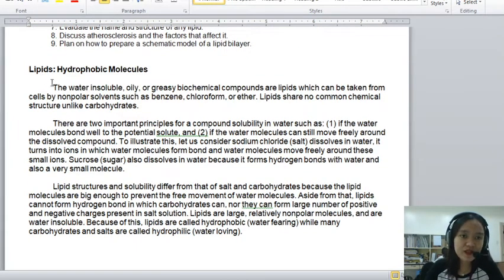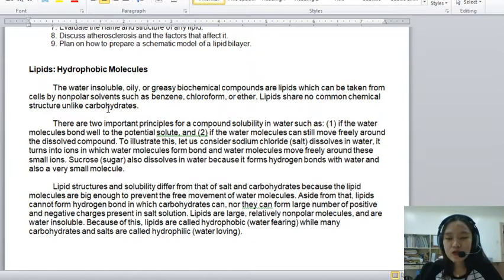So let's go to lipids, hydrophobic molecules. So your lipids are hydrophobic. When you say hydrophobic, this is water-fearing, meaning they do not mix with your water. Water-insoluble, oily or greasy biochemical compounds are lipids, which can be taken from cells by nonpolar solvents such as benzene, chloroform, or ether. So lipids share no common chemical structure unlike carbohydrates.